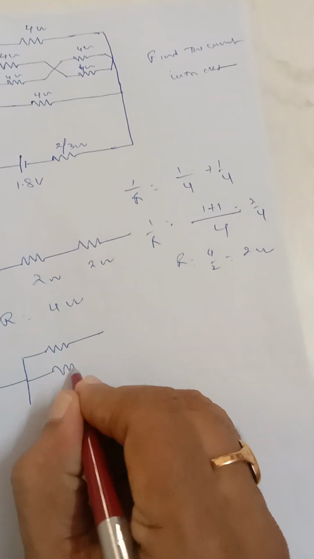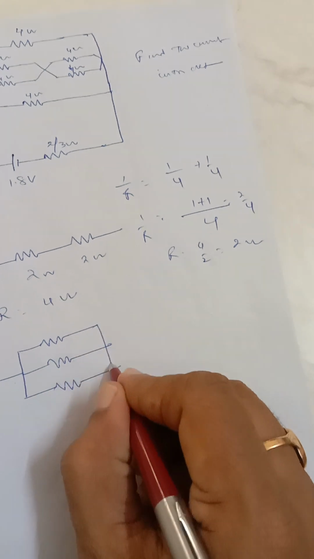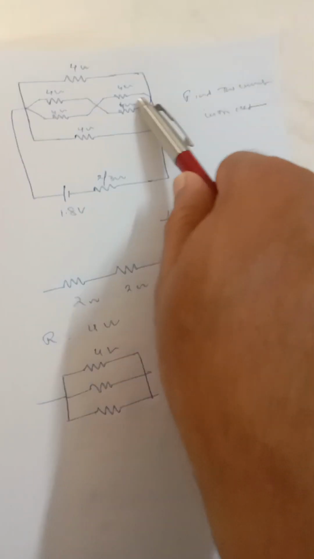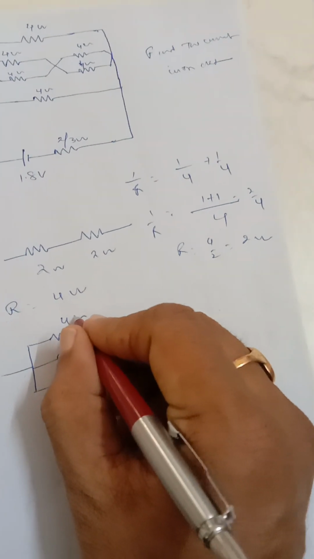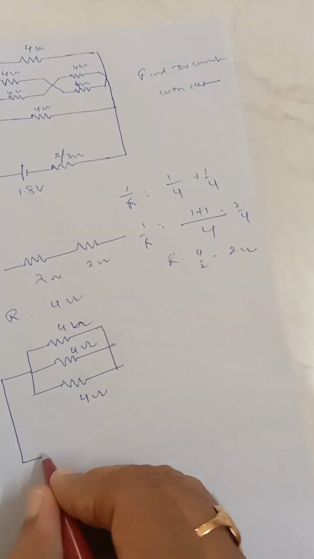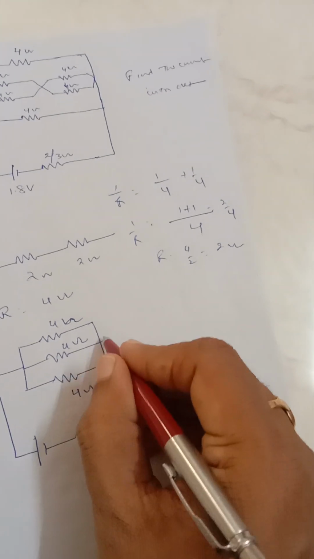4, 4, 4. This top one is 4, this we find out is 4, and the bottom one is also 4. Other than this, what do we have? 2 by 3 ohms here.